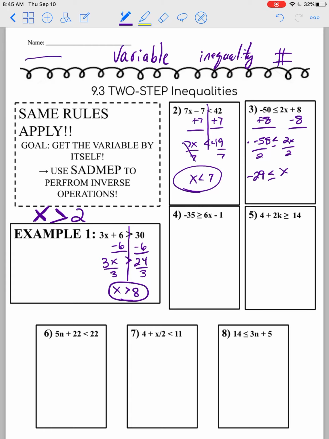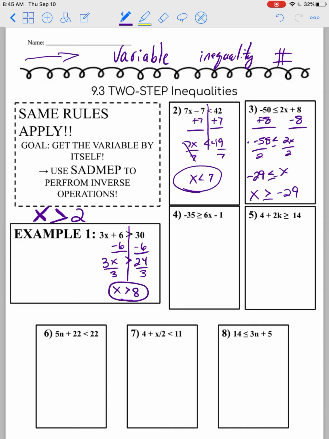But remember, how do we want it? Got to have it like that, right? So flip it. Just flip the whole thing. Pretend it's a pancake and flip it over. X. Make sure the sign faces the correct way towards the x. Negative 29. You see that? See how I flipped it? Just act like it's a pancake. Put your spatula under it. Flip that sucker over.